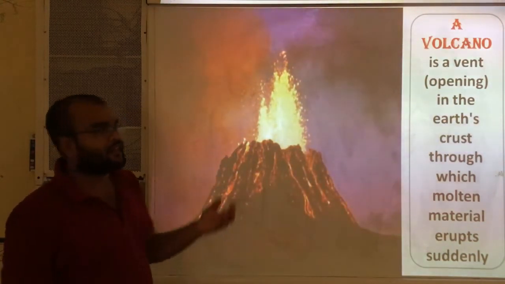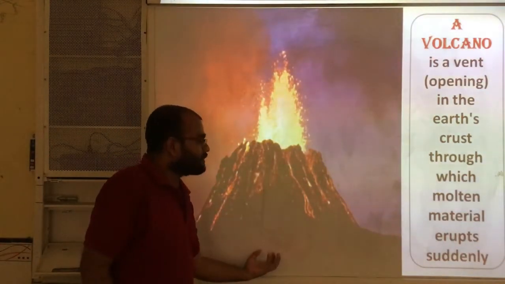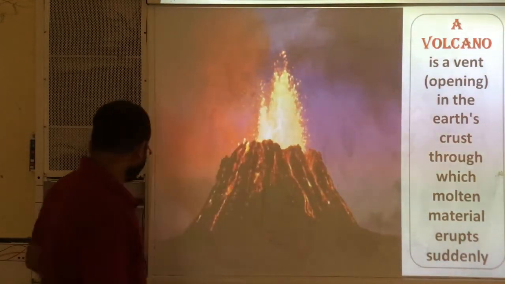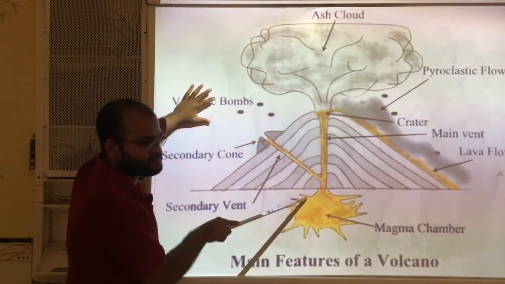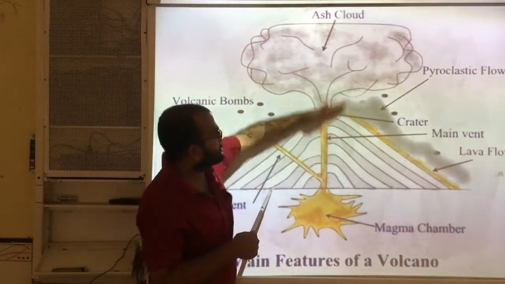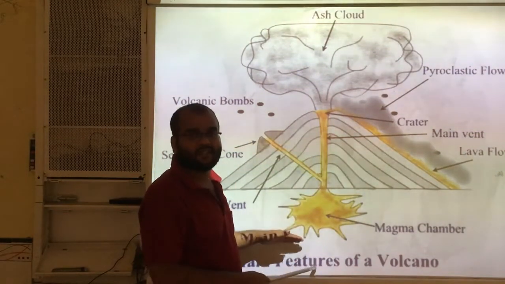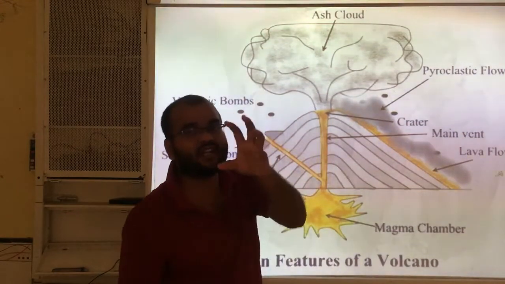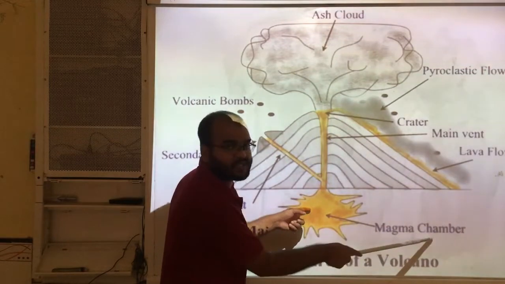Volcano means a vent or opening through which some hot molten material will come outside. See here, inside structure. This is the crust layer, and this is the mantle layer. In the mantle layer, magma will be present. Magma means hot liquid. And this place is called the magma chamber.